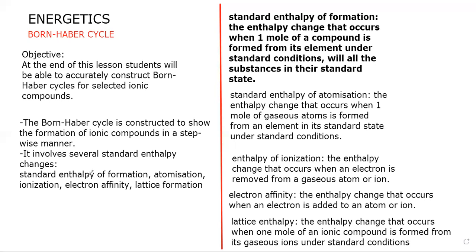On a Born-Haber cycle, you must have enthalpy of formation, enthalpy of atomization, ionization, electron affinity, and lattice formation. As I construct the diagram, we will look at what each of these are. But the definitions are already here, so you can pause the video and write them off.